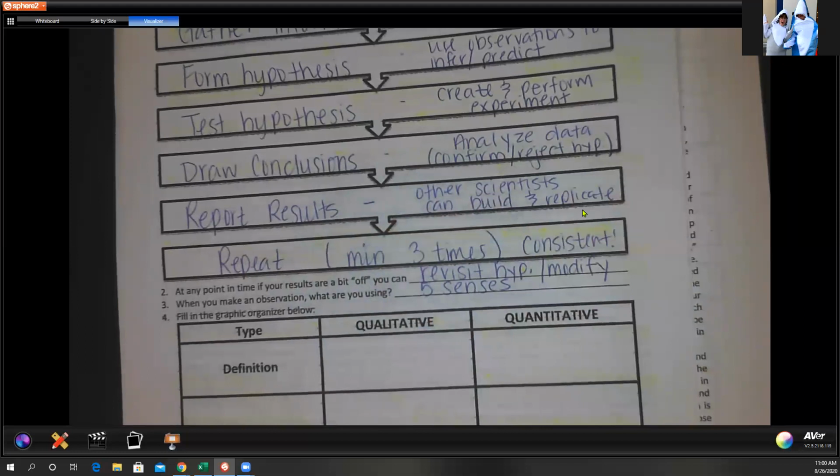So a lot of people have confused observations and inferences. If I say the hand sanitizer is green, that's an observation, right? I'm using my eyes. Now, if I say I think the hand sanitizer doesn't work as well because it's green, that's not an observation, right? That's an inference. It's also an opinion. Does that make sense?